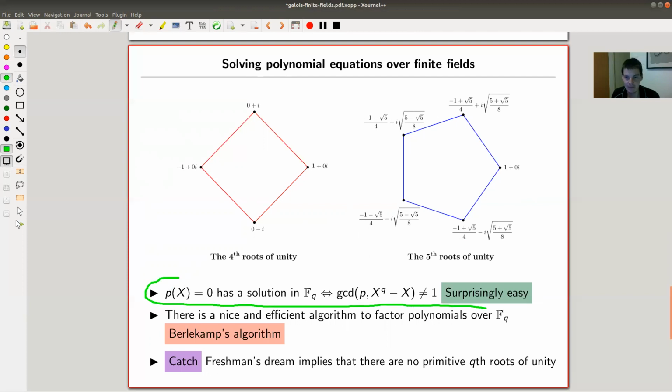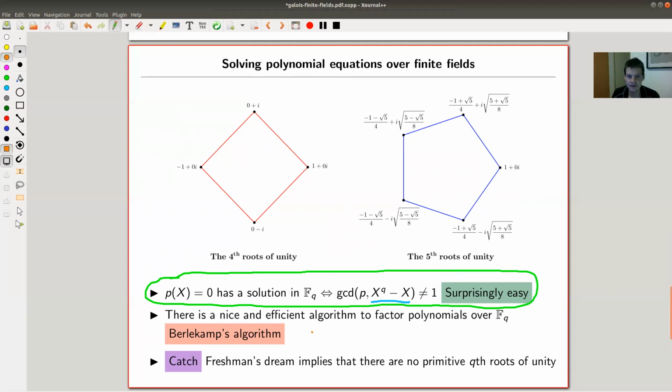This is really nice. It's just a little lemma, but it's surprisingly easy and very nice. So if you ever want to check whether a polynomial has a solution in F_q, the only thing you need to do is compute the greatest common divisor of P and this polynomial here, x to the q minus x. And if that is not one, then you have a solution. Now, if it's one, you don't have one. And that's an easy criterion, isn't it? That's really easy to compute.